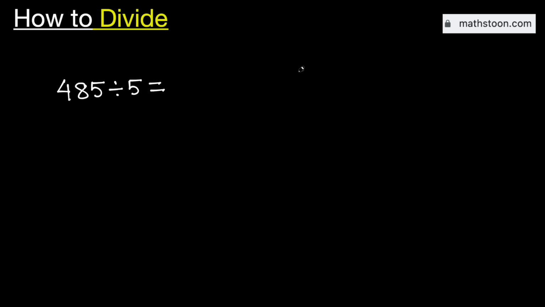In this video, let us learn how to divide the number 485 by 5 using the long division method. See that 4 is less than 5. That is why we will consider the number 48. We know that 5 times 9 is 45. Subtract, we get a 3.